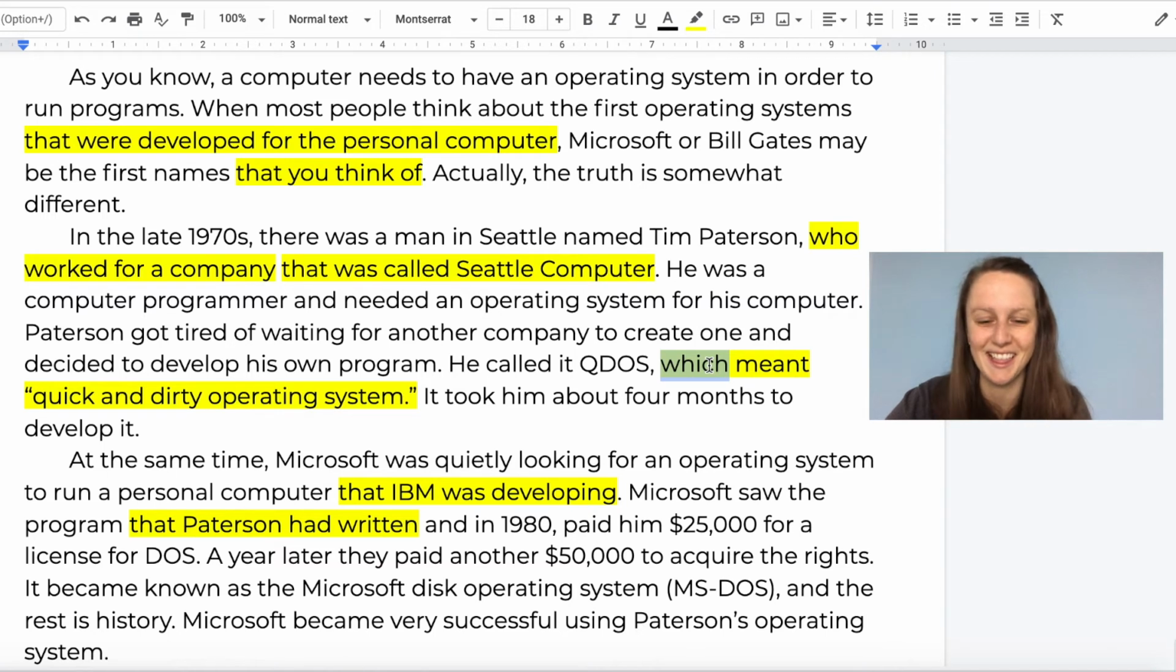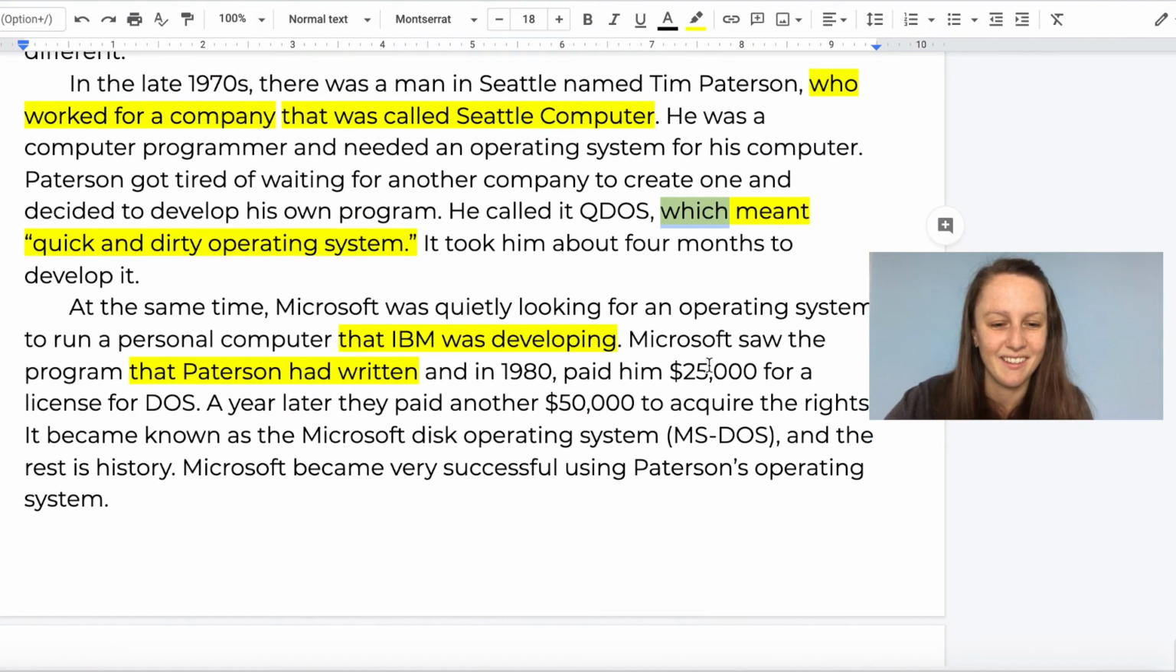All right, now we're down to our last paragraph. At the same time, Microsoft was quietly looking for an operating system to run a personal computer that IBM was developing. Microsoft saw the program that Patterson had written and in 1980 paid him $25,000 for a license for DOS. A year later, they paid another $50,000 to acquire the rights. It became known as the Microsoft Disk Operating System, or MS-DOS, and the rest is history. Microsoft became very successful using Patterson's operating system.